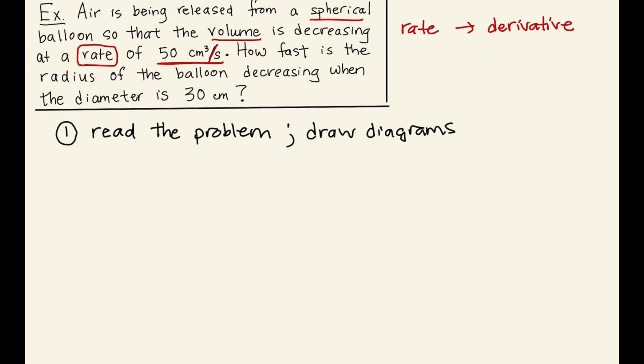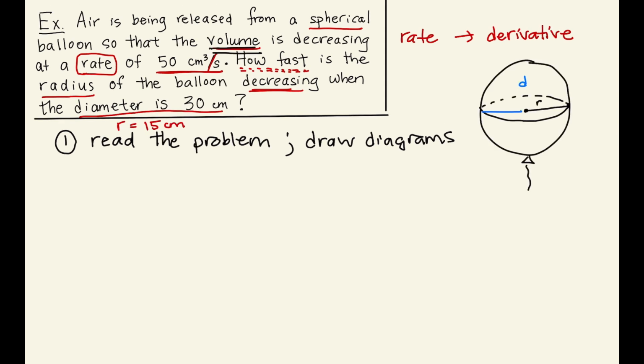Then it asks us, how fast is the radius of the balloon decreasing when the diameter is 30 centimeters? This is also a tip off that you're being asked for a rate, like how fast something is decreasing or increasing. In this case, we want to know how fast the radius of the balloon is decreasing when the diameter is 30 centimeters. Equivalently, that's when the radius is 15 centimeters. And here's a little diagram of my balloon.